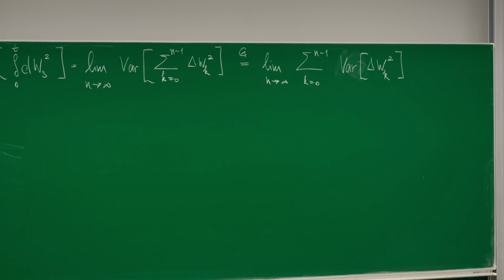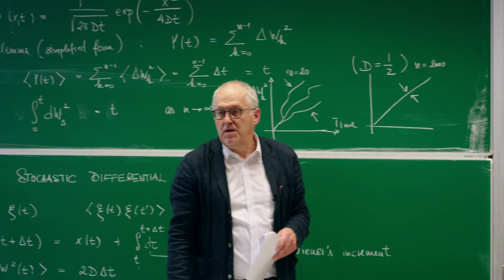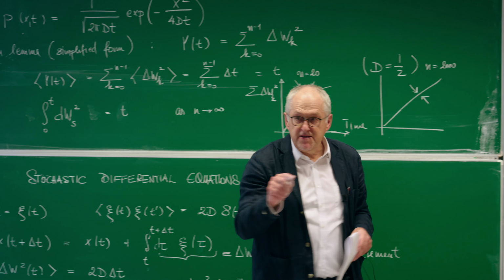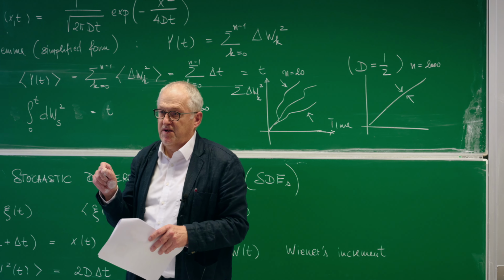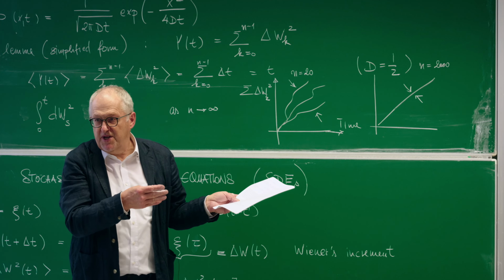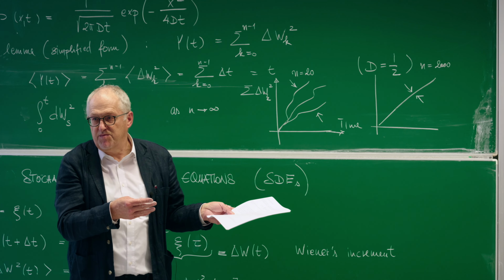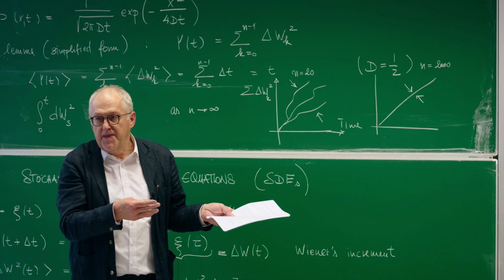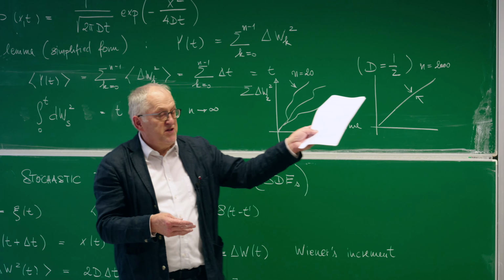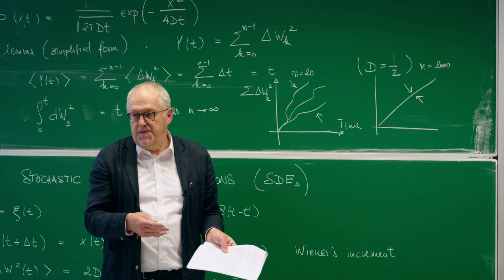Is delta w a Gaussian variable? Delta w squared is the square of a Gaussian. That's not a Gaussian anymore. Delta w k is the Gaussian variable. And these things are true for all objects that you construct with Gaussian variables. The square of a Gaussian is not a Gaussian anymore, but the variance still adds. The variance of these objects still has that property.